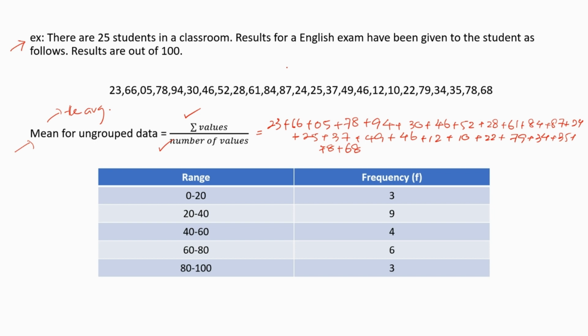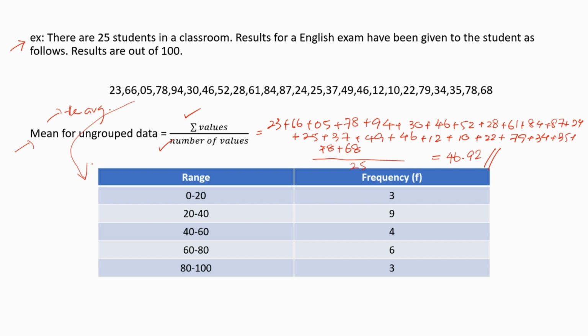let's say there are numbers repeating again. It doesn't matter. We have to take all the numbers for the calculation. So the summation of these values should be divided by the number of values. Number of values here is 25. So the mean for the ungrouped data is equal to 46.92. This is the average of the data set.